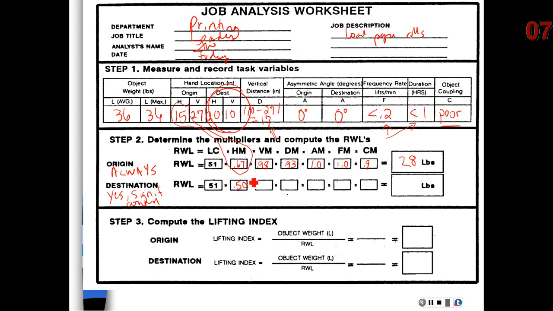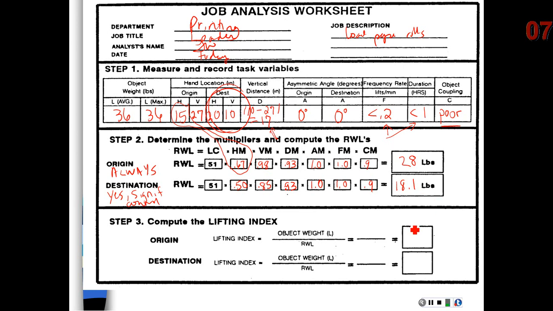Going back, now we use destination, vertical and horizontal, and so starting with a horizontal will give you 0.50, vertical 0.85, distance is the same, 0.93, asymmetric will be a 1.0 because there's no twisting at the destination. We can copy the frequency, it's always the same between origin and destination. And then in this case, poor is always 0.90, poor coupling, and so you can fill that in without looking it up again. Multiply those together, come up with an 18.1 pounds.